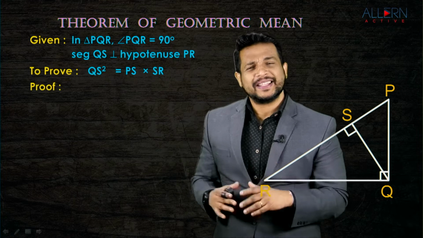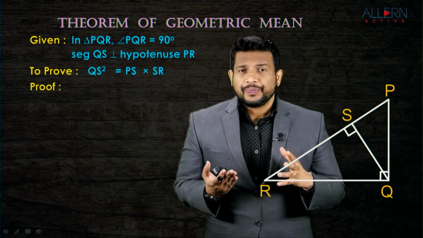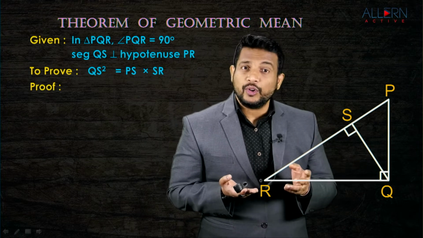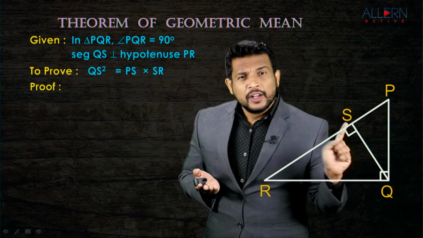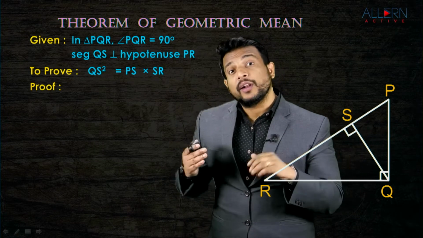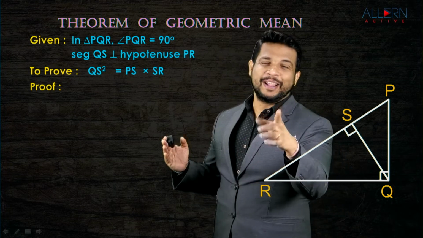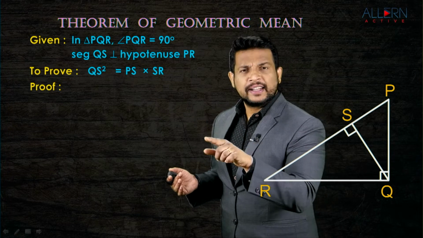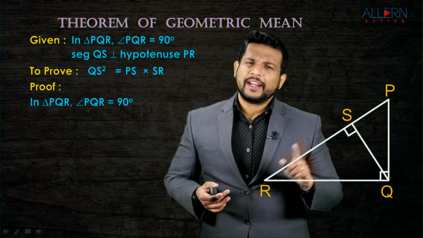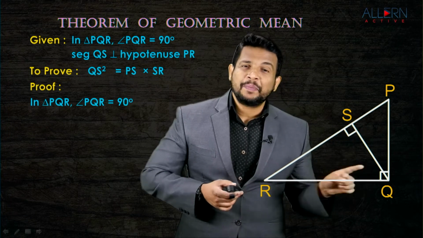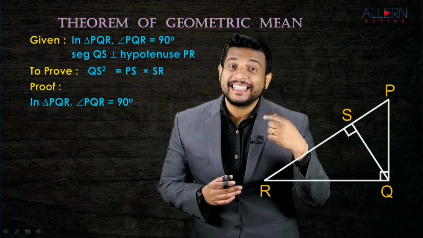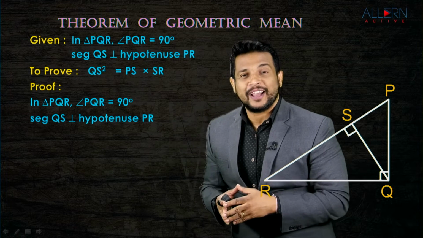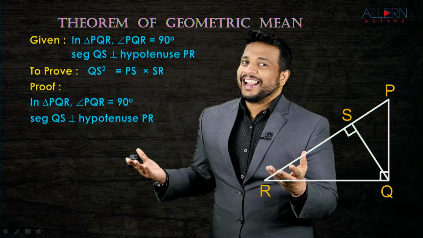The proof is going to be very easy. Now one thing we learned, that whenever there is a right angle triangle and there is a perpendicular dropped on the hypotenuse, we get three triangles, two smaller triangles and the bigger one, and all the three triangles are always going to be similar. Beautiful. Why? Because of similarity of right angle triangle. Let's choose that. So first, how do we write? In triangle PQR, angle PQR is equal to 90 degrees. Next step we write, segment QS is perpendicular to hypotenuse PR. So what happens? All the three triangles similar.